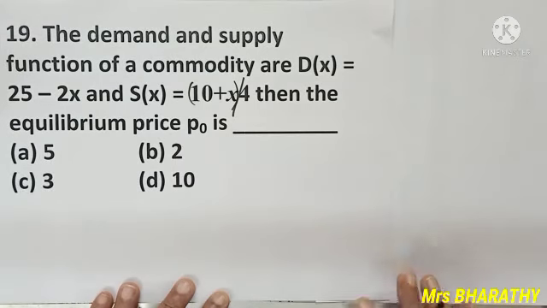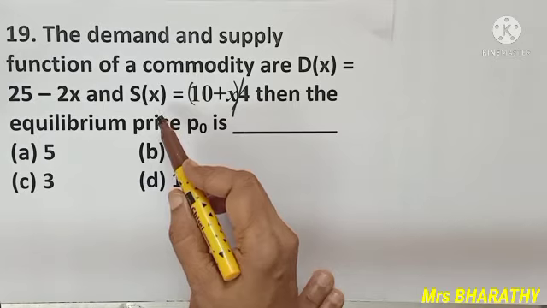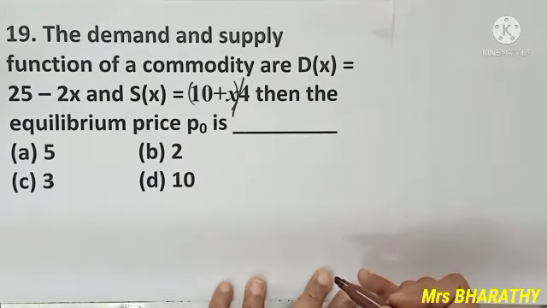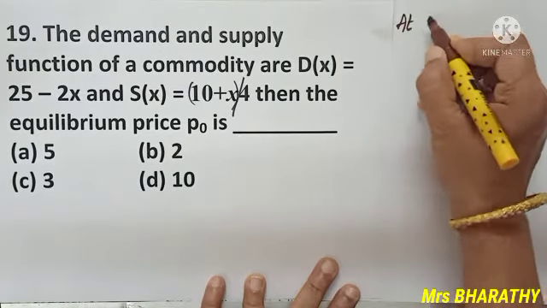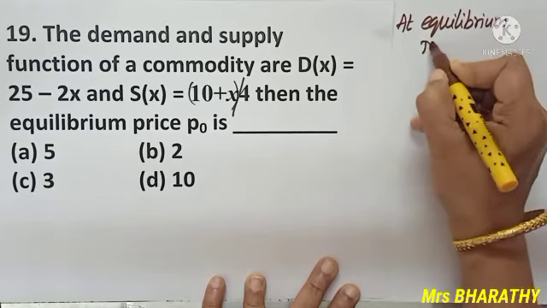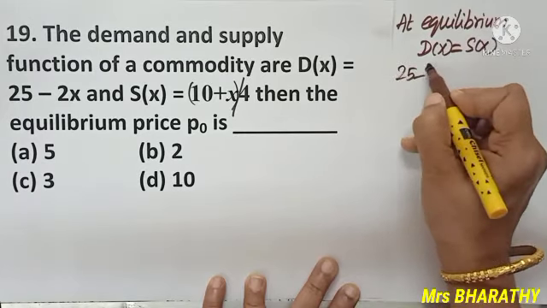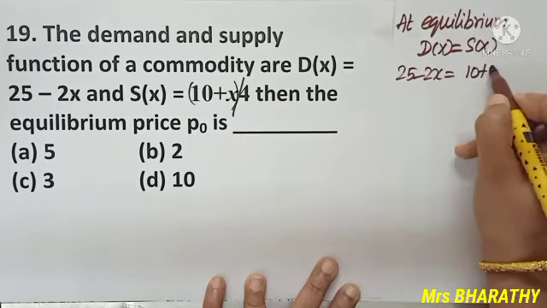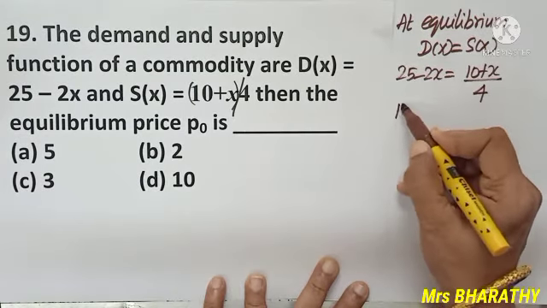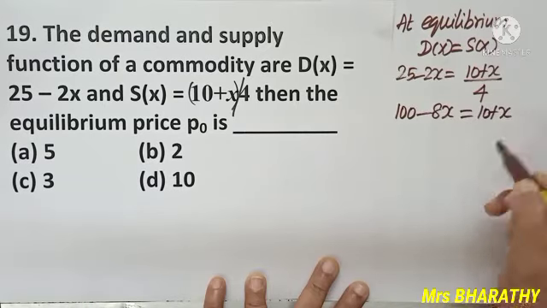Question number 19. The demand and supply functions of a commodity are d of x and s of x. We need to find the equilibrium price P naught. As we know, at equilibrium, demand equal to supply. So d of x equal to s of x. 25 minus 2x equals to 10 plus x by 4. As I cross multiply, 4 into 25 minus 4 into 2x is 10 plus x.